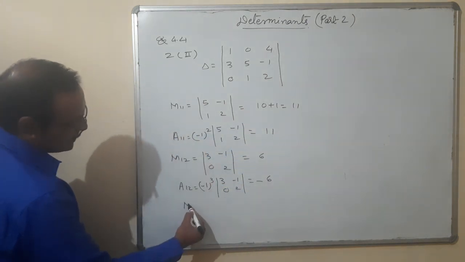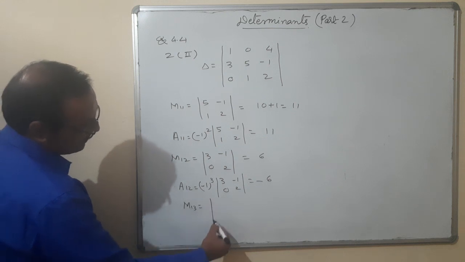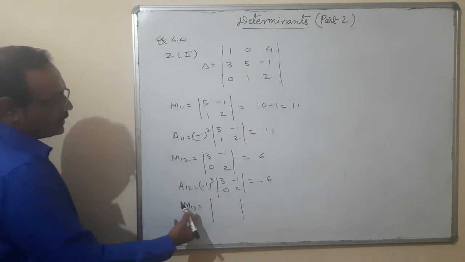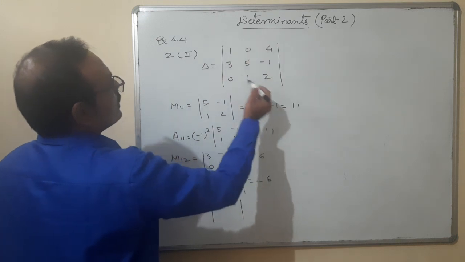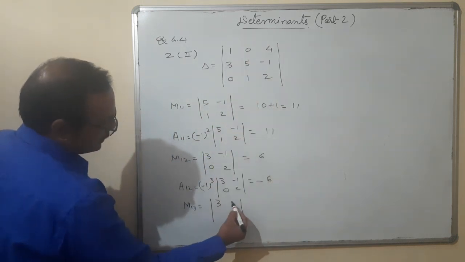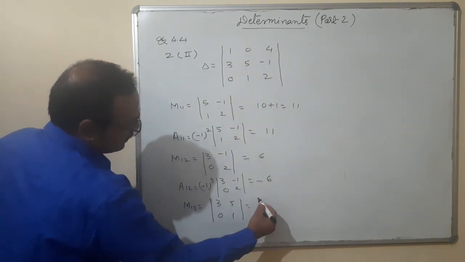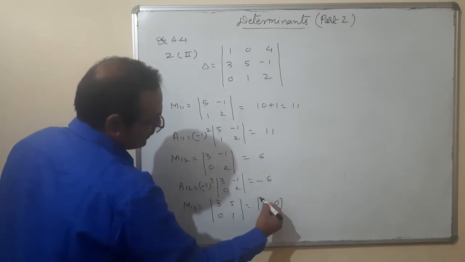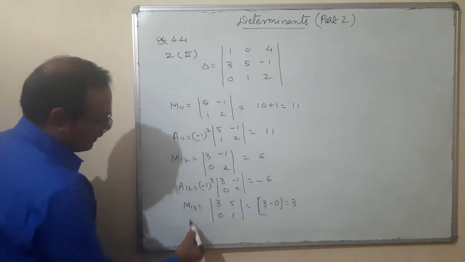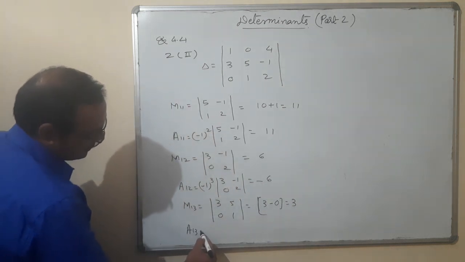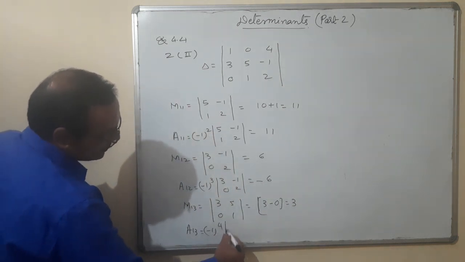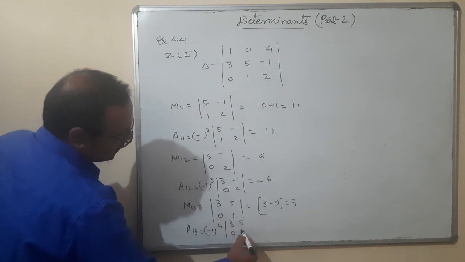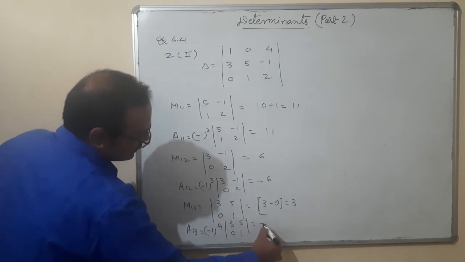After that, M13. First row, third column should be left. 3 5, 0 1. Result 3 minus 0, so the result is 3. Cofactor A13: minus 1 to the power 4, same 3 5, 0 1. Result is plus 3.